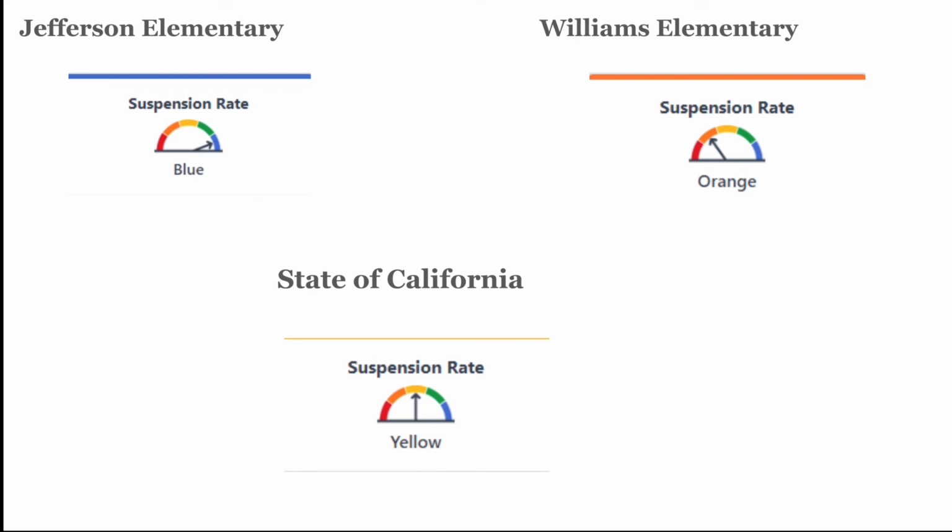And when compared to the state of California, there are African Americans and American Indians in the orange. There's English learners, Hispanic, the 2 or more races, socioeconomically disadvantaged students, and students with disabilities in the yellow. There's Filipinos in the green and Asians in blue.